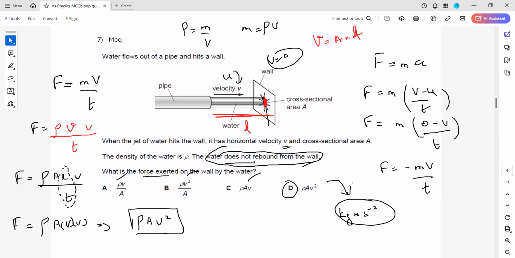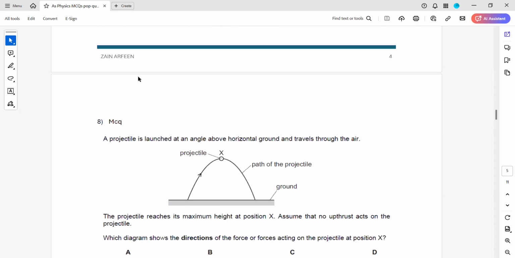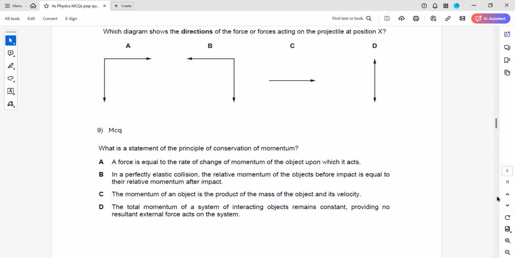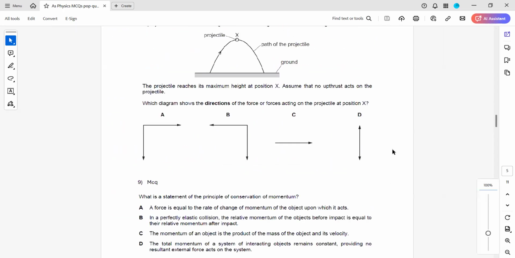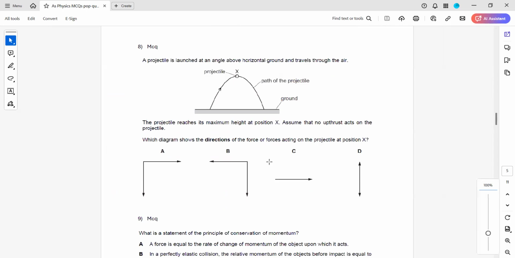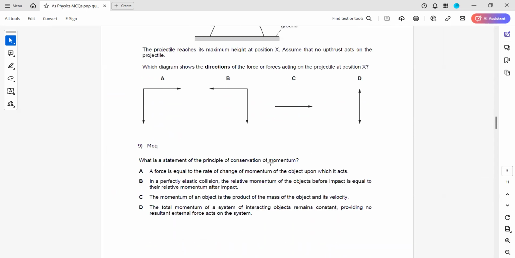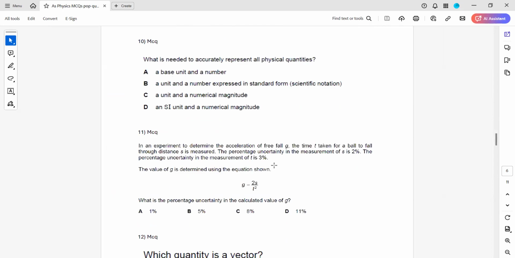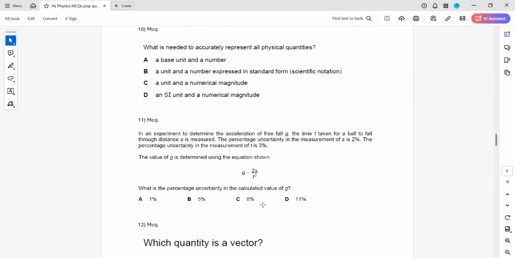Is it clear? Question 7. Any doubt in this? Question 8, question 9. Any doubt? Question 8, 9. Question 10, question 8. Okay.